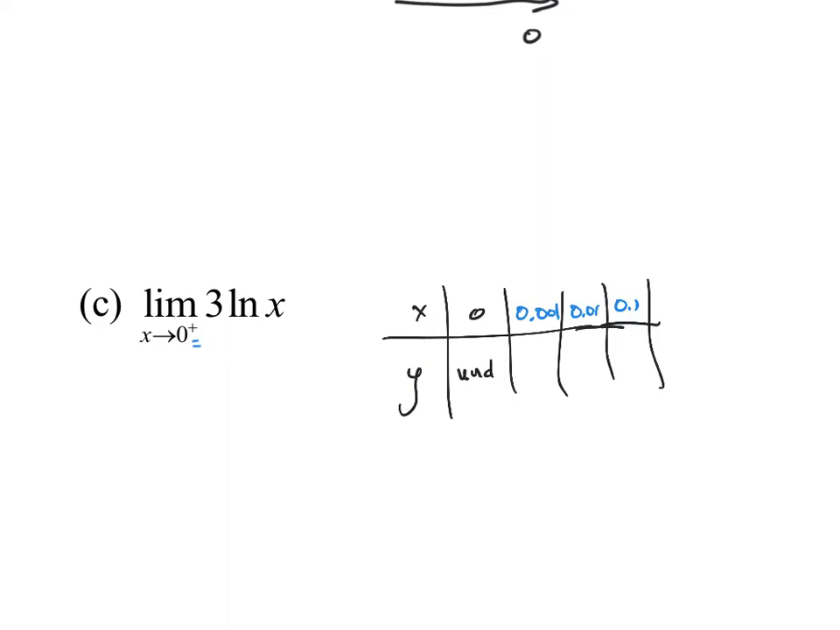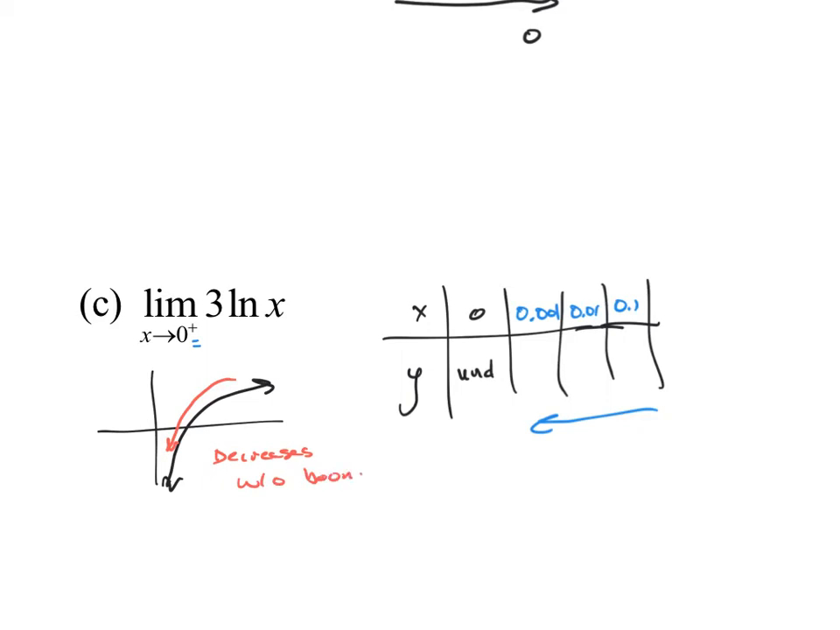You would notice what's happening as you approach 0 from the right. You would look at your y values. I'm going to go ahead and do this one because I know what the graph of the natural log of x looks like. The graph of the natural log of x looks like this. And I know that 3 times the graph of the natural log of x only stretches it vertically. It doesn't flip it or anything. So because I know that graph, I know what happens as I come to the right. My y value decreases without bound. So I know that it approaches negative infinity.